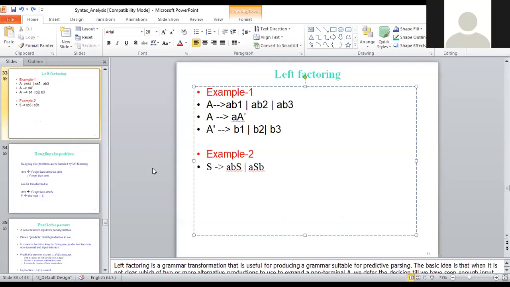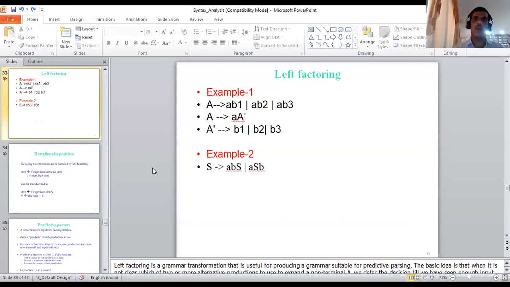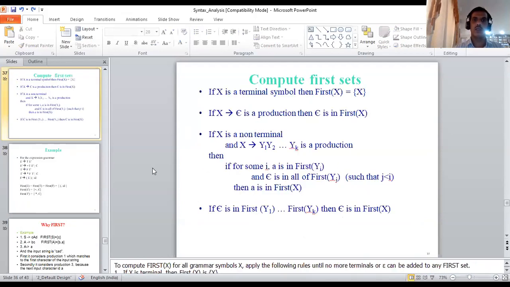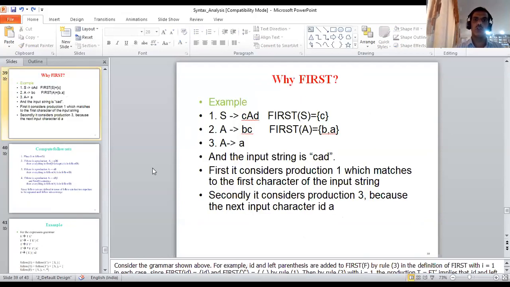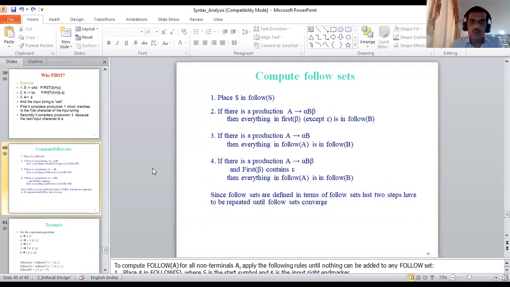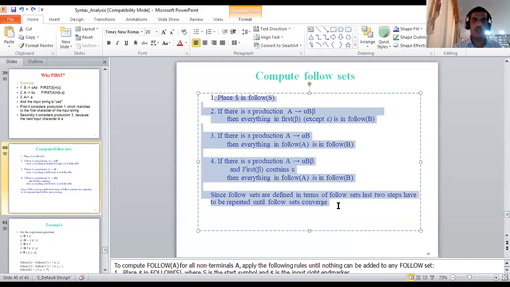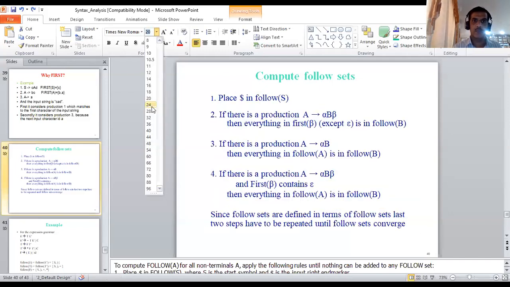Yes, sir. Okay. Now the most important thing is that you're supposed to understand follow. First is understood. Now I'm supposed to go to the follow. First is important to take the decision of which particular production I'm supposed to use. Now what will my follow do? There are two concepts. First is a set of elements. Follow is also a set of elements. In case of follow, there are steps for this. I'll just increase the size.